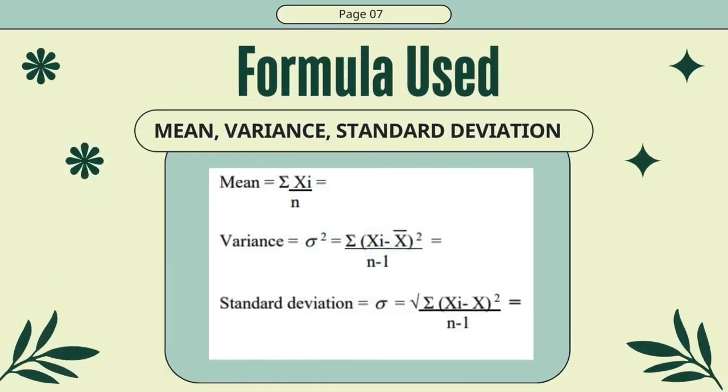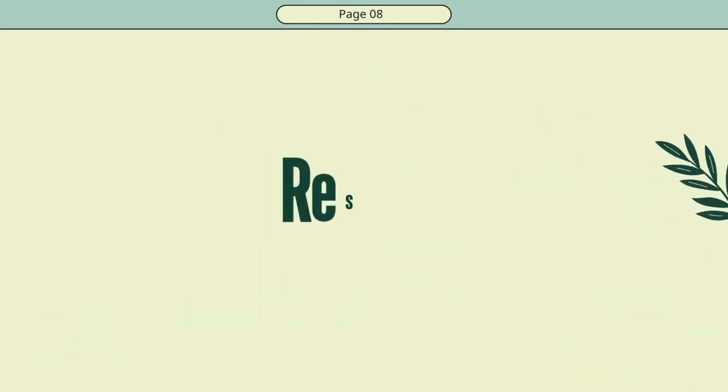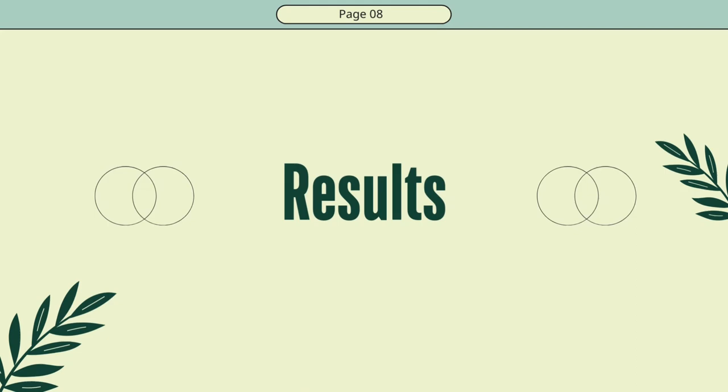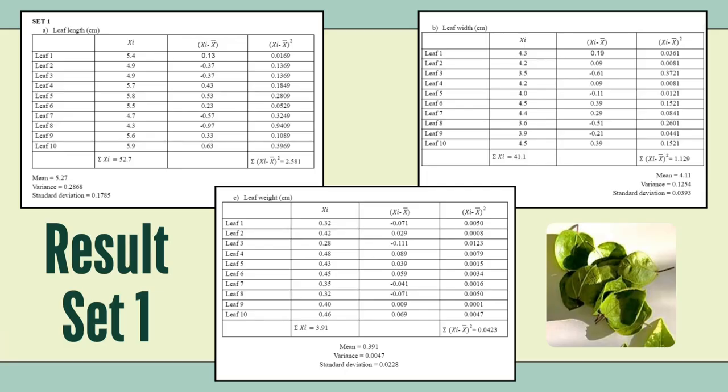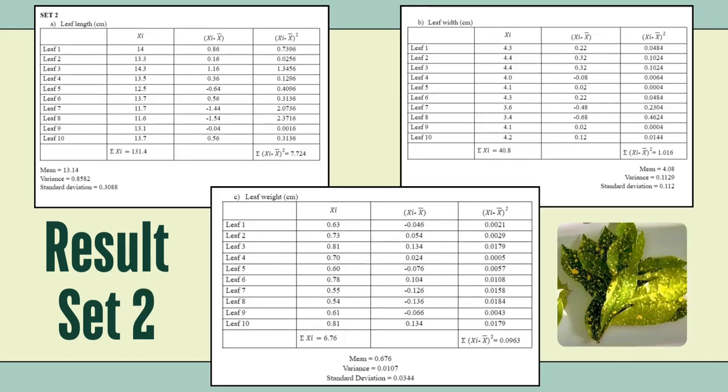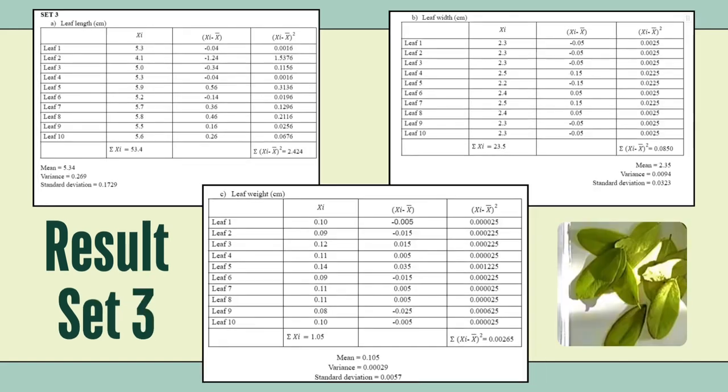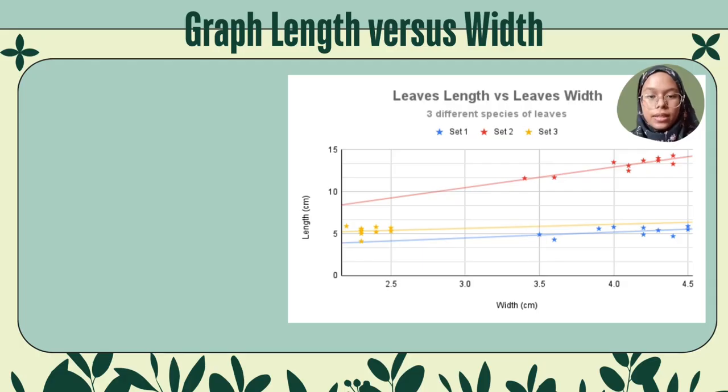These are the formulas used for mean, variance, and standard deviation. Result for set 1, result for set 2, and result for set 3. This is the graph of length versus width.